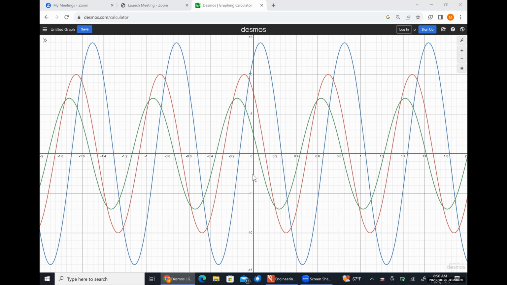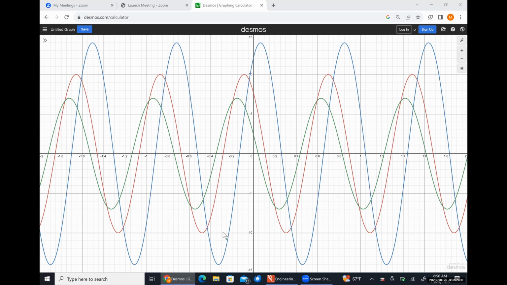All right, so this is looking at leading and lagging in the time domain. Just to clarify again, whichever signal hits its peak value in time earliest is leading the subsequent signals. Whatever signal hits its peak value in time last is lagging the other signals.